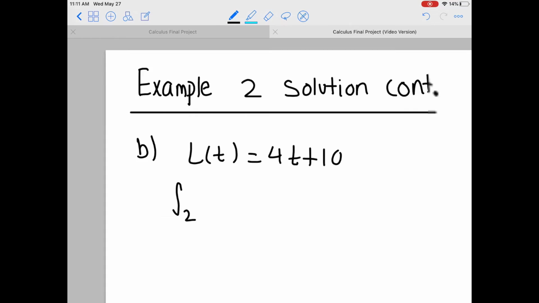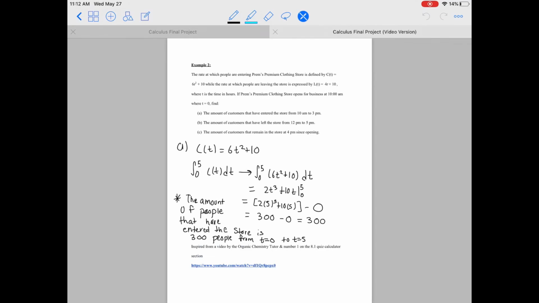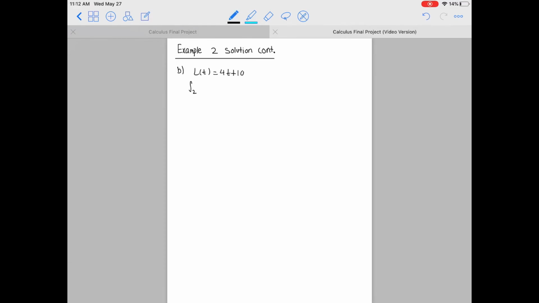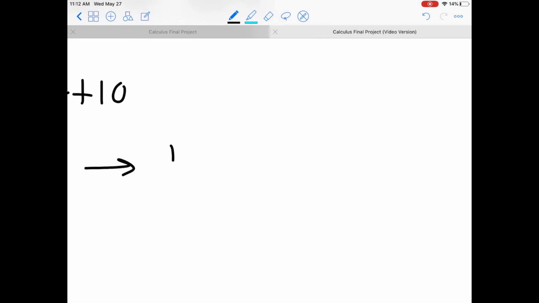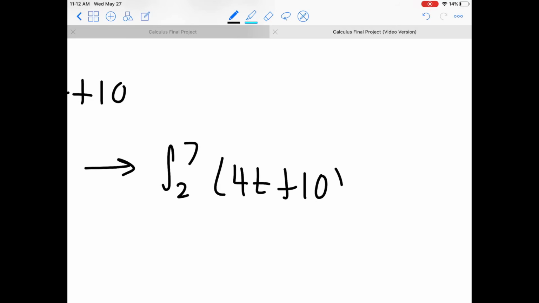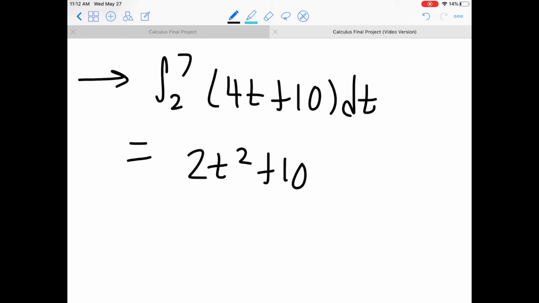So our lower limit in this case is going to be 2, because it asks us how many people have left the store from 12 p.m., which is 2 hours after opening time, to 5 p.m., which is 7 hours after opening time. So integral from 2 to 7 of the function L of t dt, which after we plug in, we get integral from 2 to 7 of 4t plus 10 dt. If we anti-differentiate this, we get 2t squared plus 10t, evaluated from 2 to 7.